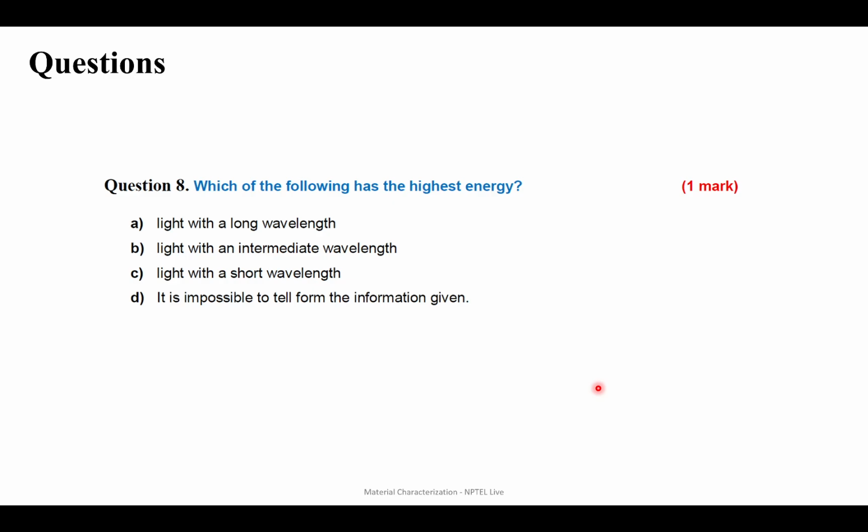Which of the following has the highest energy? Light with a long wavelength, light with an intermediate wavelength, light with a short wavelength. It is impossible to tell from the information given.